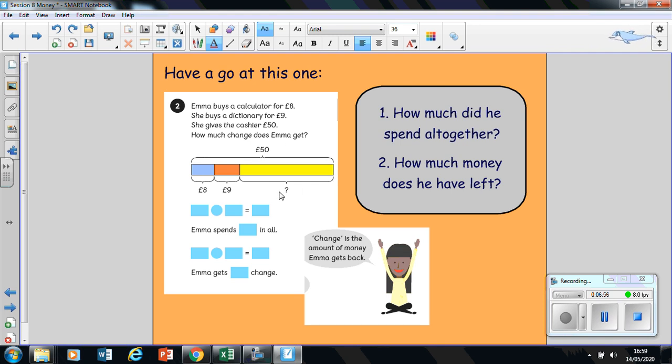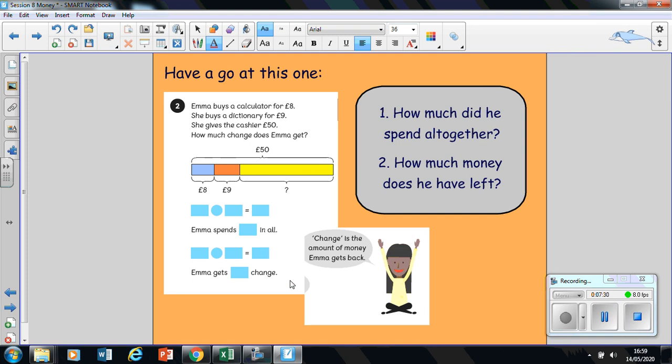What I'd like you to do is think through the steps again. So go back to our slides and think through the steps and work out how much change Emma gets and how much she spends. First of all, how much change she gets. Now the change you get, so if you go to a shop with your mummy or daddy or any adult, when they give the cashier or the shopkeeper some money, you get a little bit of change back. So the money that is left is the change you receive.